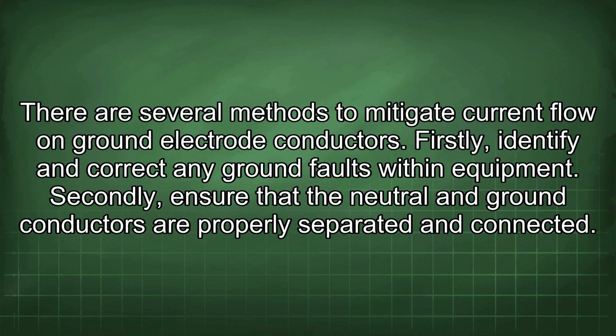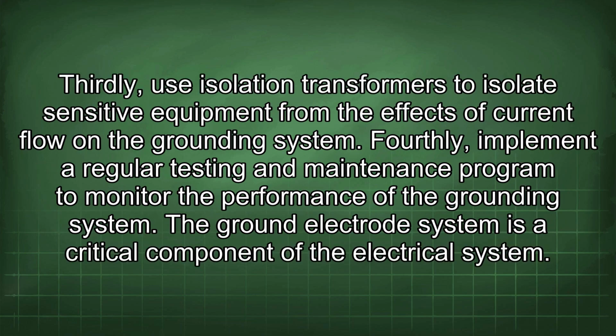There are several methods to mitigate current flow on ground electrode conductors. Firstly, identify and correct any ground faults within equipment. Secondly, ensure that the neutral and ground conductors are properly separated and connected. Thirdly, use isolation transformers to isolate sensitive equipment from the effects of current flow on the grounding system. Fourthly, implement a regular testing and maintenance program to monitor the performance of the grounding system.